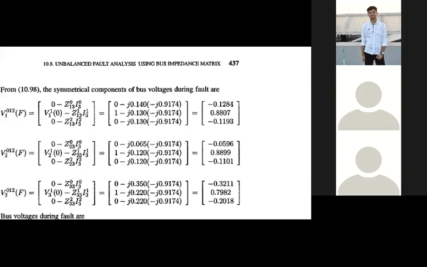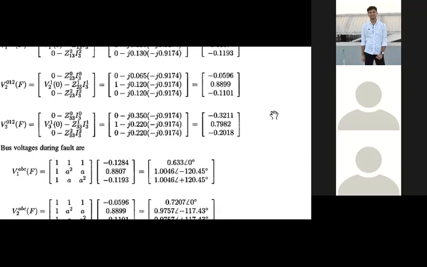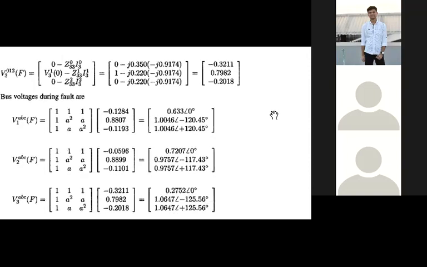Now let's check. Now it is coming to normal. Now V1 ABC will be V1 0, 1, 2 information in terms of the A operator, right? So that's the thing you have to do. First of all, you have to do that calculation in 0, 1, 2 domain, first step. Second step, you have to shift that information to ABC domain by A operator multiplication. For V2, you have to do the same, V3 as well.